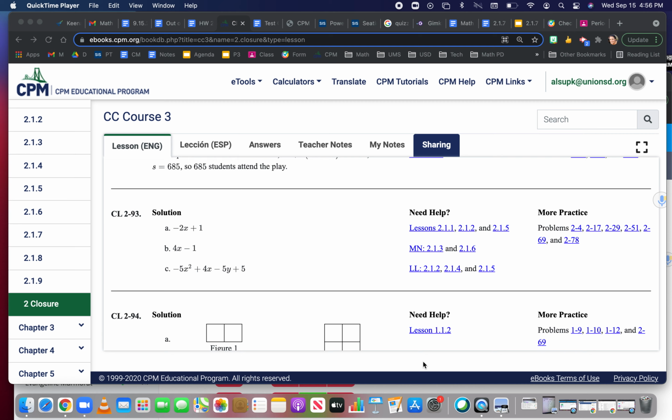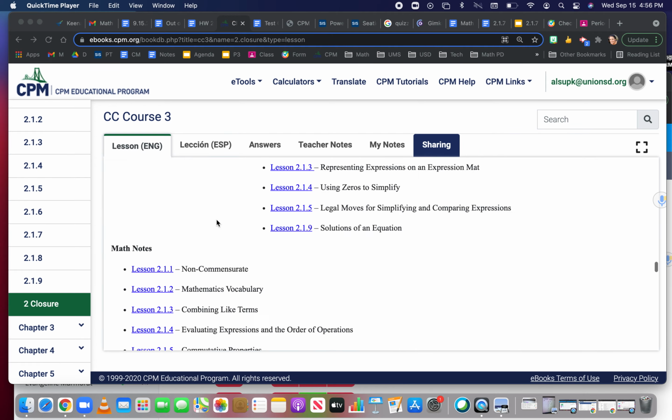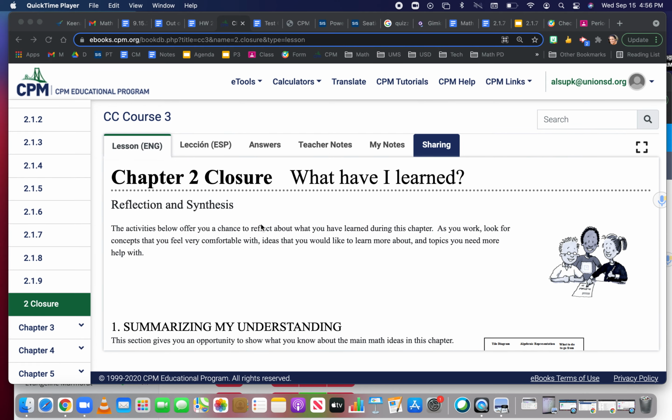Guys, I want to walk you through how to start studying for the Chapter 2 test. So over here on the left, once you're in CPM, look for the Chapter 2 closure. It's going to be at the end of all the lessons. And note we still have 3 more lessons to get through. Okay, then when you're there, it will look like this.